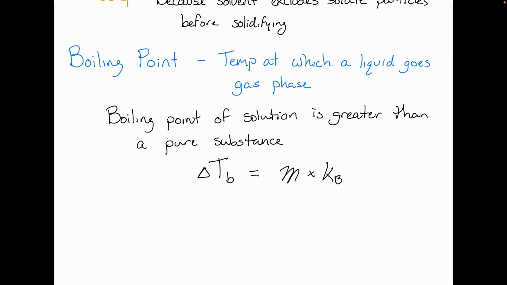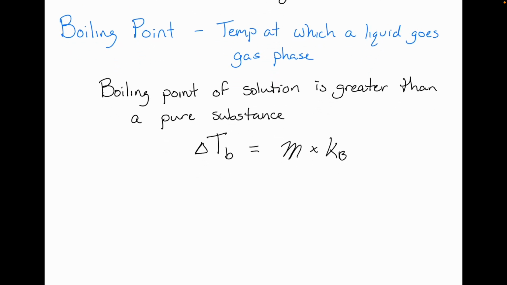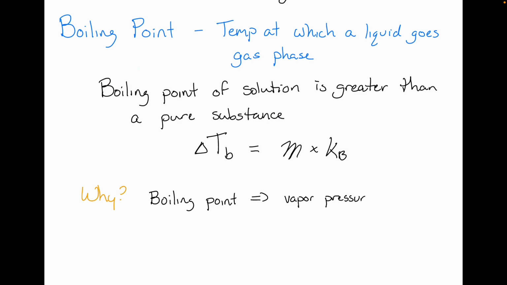Okay. So then boiling point. Why is boiling point going to be greater for a solution than it is for a pure substance? So again, we can think about why. First of all, why does something boil? What is the boiling point? Boiling point means that the vapor pressure equals the atmospheric pressure.